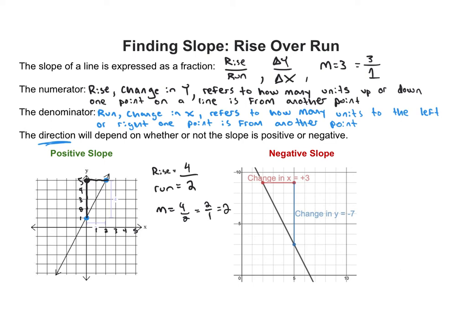And inversely, if we want to start with the top, what we'd look at is, well, now our rise would be down 1, 2, 3, 4.